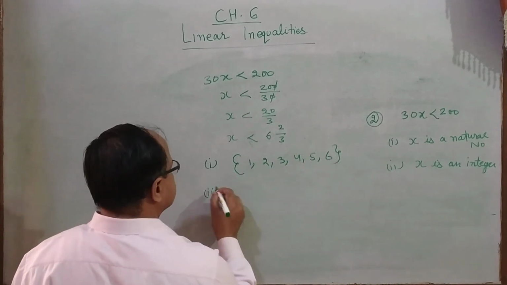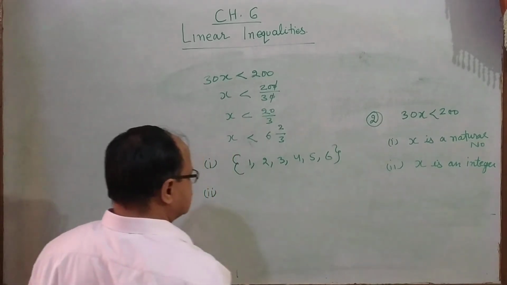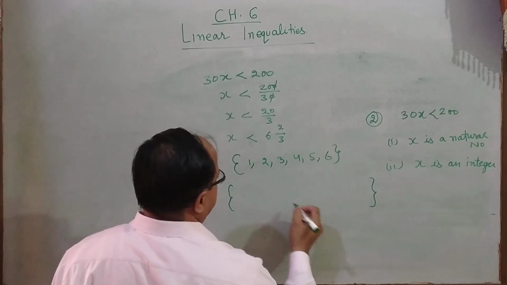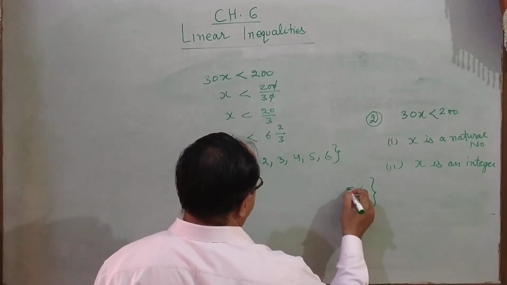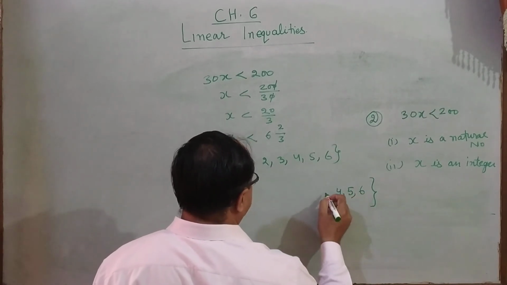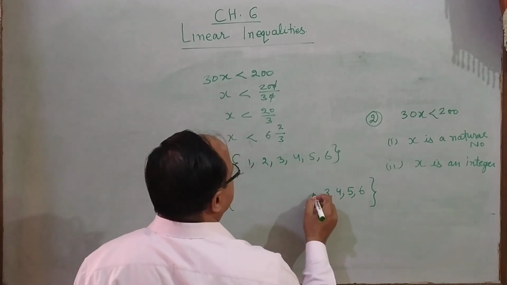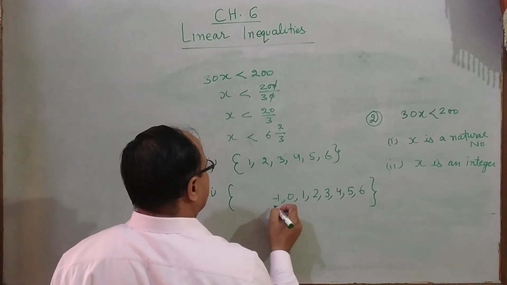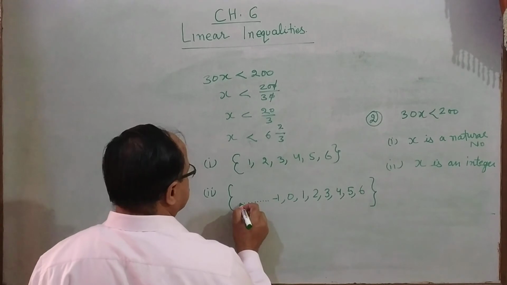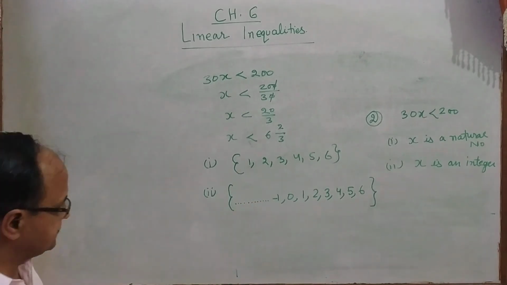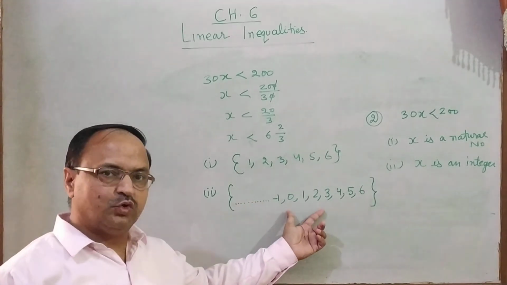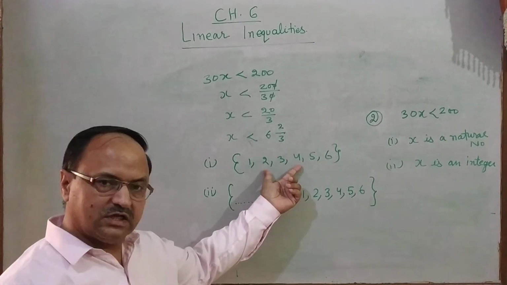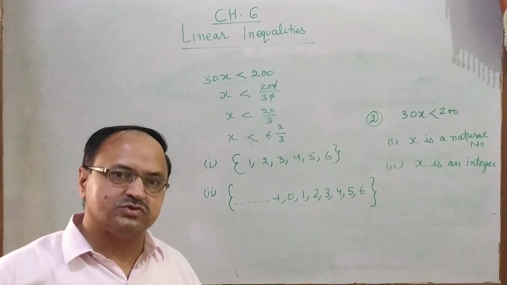And if x is an integer, you can write 6, 5, 4, 3, 2, 1, 0, minus 1, and so on. Correct? If you want to write in the form of integers, then this is your answer, and this is your other answer. Clear? This type of question you can solve.